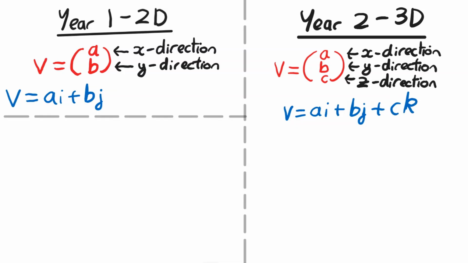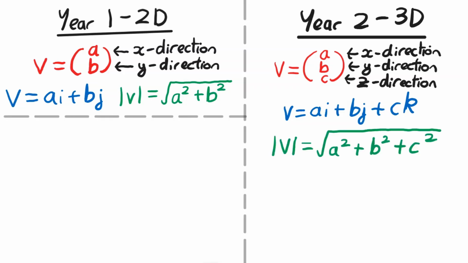In year one, we also talked about the magnitude of a vector. So if we're talking about vector v, we put these two lines at the side of it like this here to show we're talking about magnitude. We can calculate the magnitude of vector v because it's going to be the square root of a squared plus b squared, where a and b are these x and y directions.